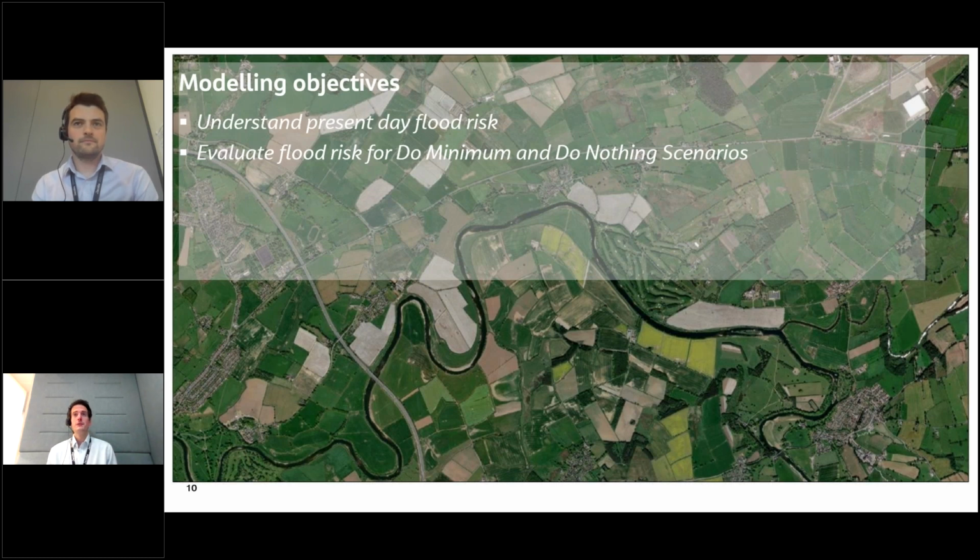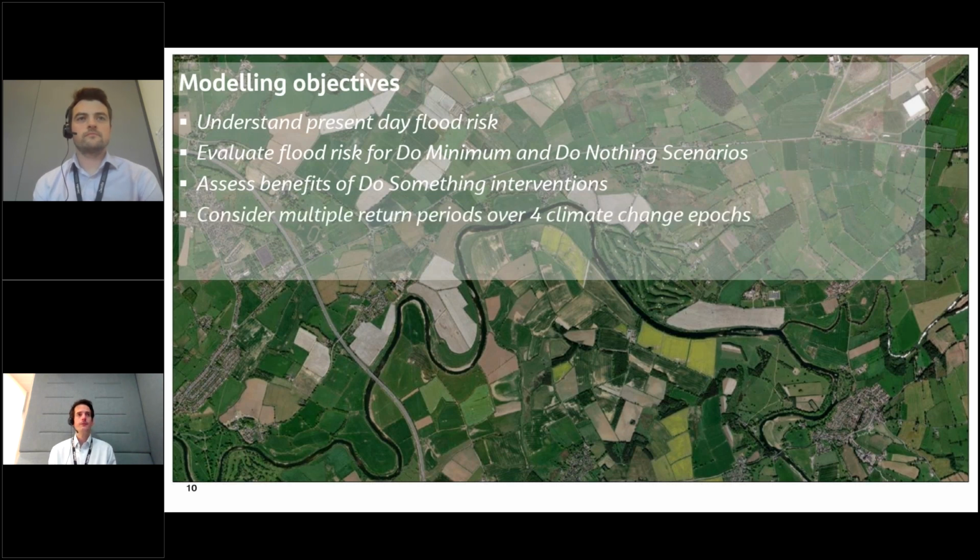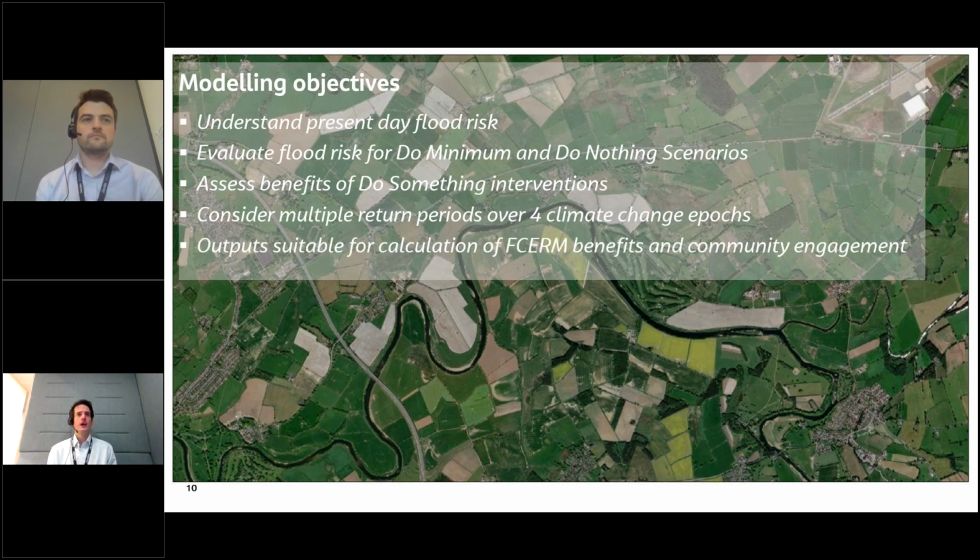Evaluate flood risk over time. So we're looking at a 100-year appraisal period, so from now into the future. And we looked at that for both do minimum and do nothing scenarios. These are different investment scenarios in existing assets. We want to assess the benefits of the do something intervention. So what flooding is avoided by putting these new interventions in. We want to consider multiple return periods over 4 climate change epochs, so say over that 100-year appraisal period. And ultimately, the outputs from this modelling need to feed very well into the FCRM benefits calculation tools. And we'll talk about how that worked later.